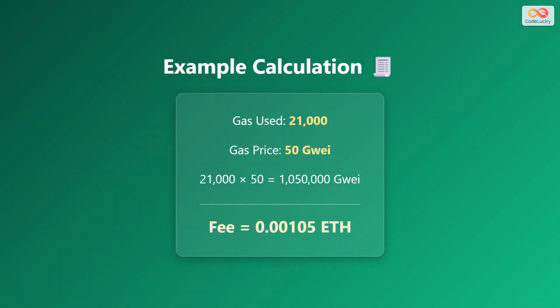Let's walk through a real example. Say you're sending Ether to a friend, which uses 21,000 gas. The current gas price is 50 Gwei. Multiply 21,000 by 50, and you get 1,050,000 Gwei. Converting to Ether, that's 0.00105 Ether. At current prices, you can quickly estimate what you'll pay for any transaction using this formula.